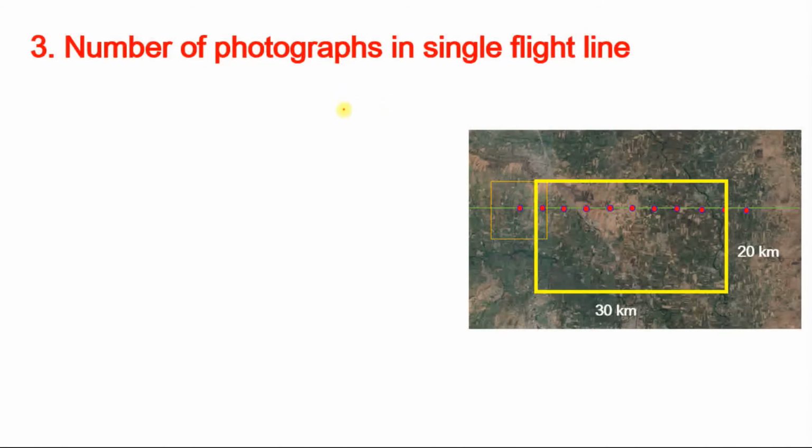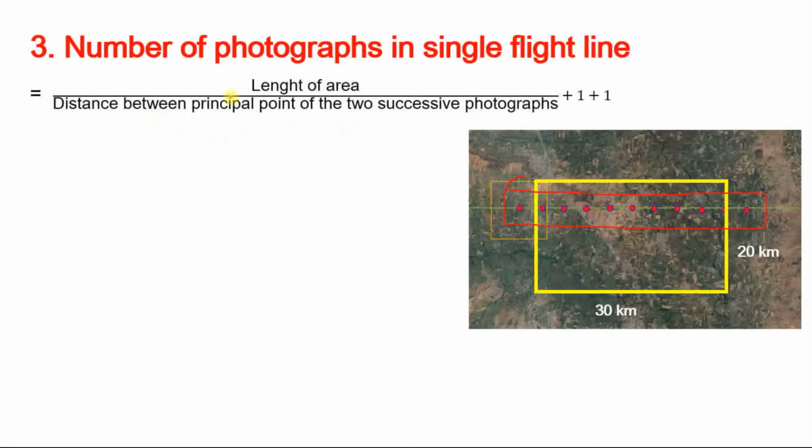Next, number of photographs in a single flight line, meaning how many photographs are in a single flight line. Length of area upon distance between principal points of two successive photographs, plus 1. Length of area is 30 kilometer. Distance between principal points of two successive photographs is 2.76 kilometer, already calculated. Plus 1.